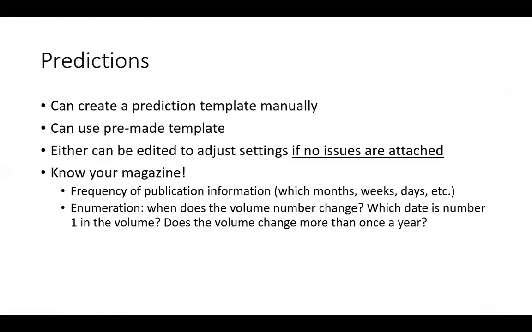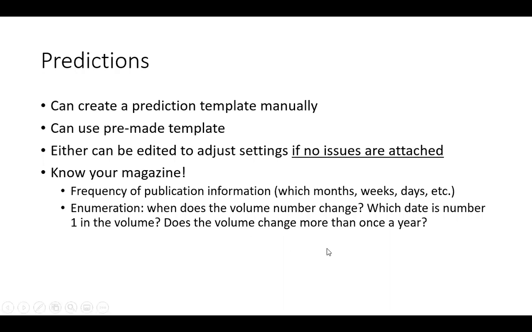Okay. We're getting into the nitty gritty now. So far, so good. It's dead easy compared to the old client. Now we're getting to predictions. You can still create a prediction template manually, like you did in the old client. But you can also use pre-made templates, and I have a list of them. You'll see, and whatever you pick, if it's not exactly to what your magazine is, you can adjust the settings if no issues are attached, and there won't be because you're just doing this.